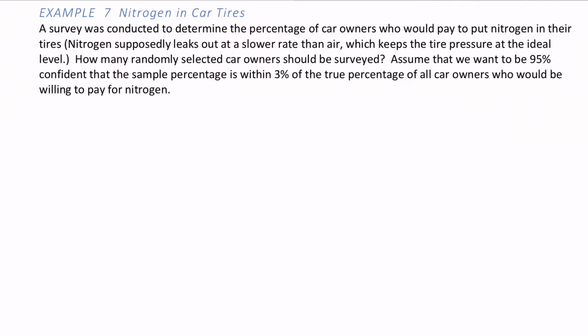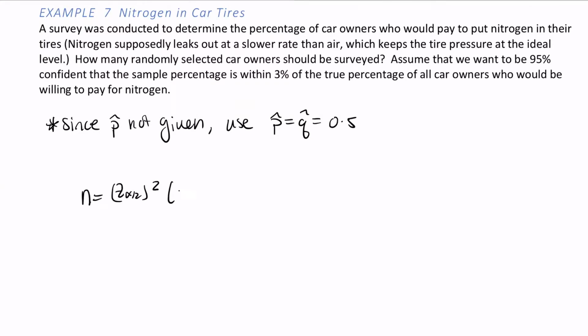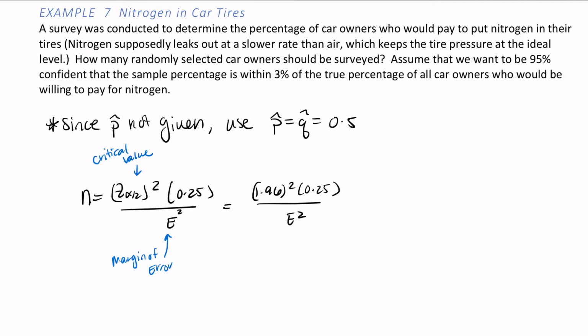Notice that no population proportion is given. We're not told anything about a certain amount of the population using nitrogen in their tires. So we use the formula with 0.5. So what is e squared? Notice they give us 3%. We want to be within 3% of the true percentage of all car owners who would be willing to pay for nitrogen. So that's our e.